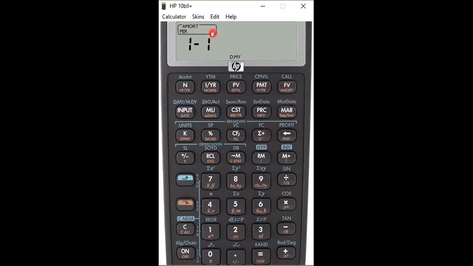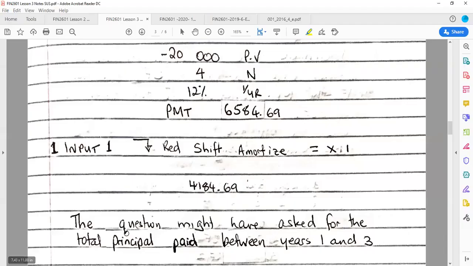Then we go to amort, we get amort per 1 1, then we press equal to. So 4,184.69 is the principal amount from the 6,584 being paid. 2,400 is the interest from the 6,584 being paid. And the balance on the loan is 15,815.31. So what we were concerned with is 4,184.69.